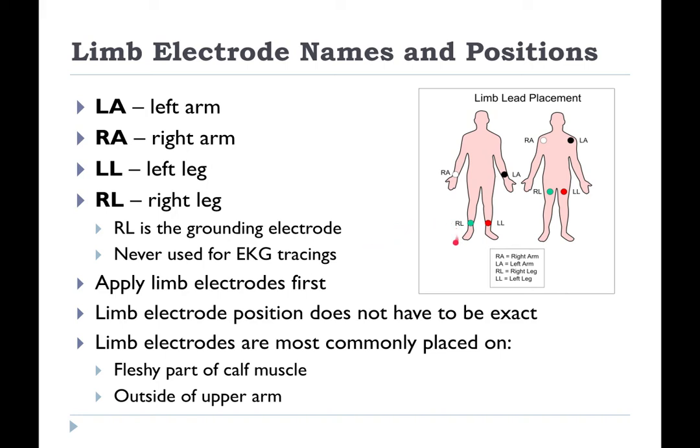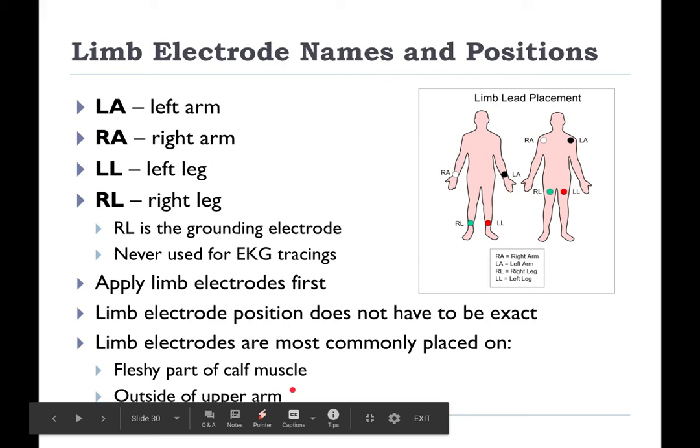It is simply there to have an exit point for the electricity in the case of some sort of electrical surge, so that the patient does not get electrocuted. So it is absolutely necessary to have the right leg electrode and lead hooked up to obtain the tracing, but you should know that that is the grounding electrode. Again, you're going to apply the limb electrodes first, right arm, right leg, left leg. Okay. And like I said, those don't have to be exact.